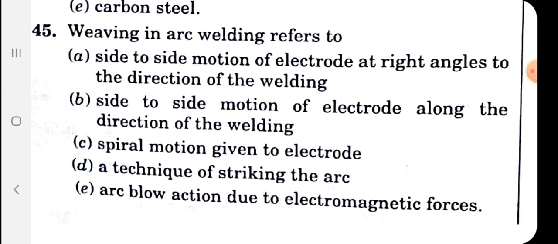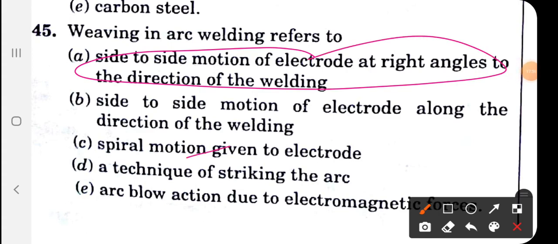Weaving in arc welding refers to the side to side motion of the electrode at right angle to the direction of welding. So 45 is A, that is right angle to the direction of the welding. You want to weld in one direction, so at 90 degrees to that direction you do the side to side motion, left and right, like this, and you have to move forward.